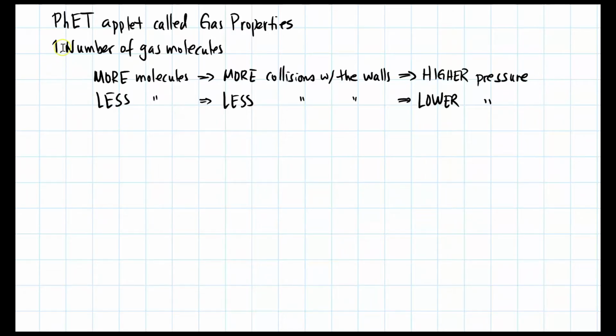So in summary, the number of gas molecules goes something like this. If I have more molecules, I have more collisions with the walls. But more collisions with the walls implies a higher pressure. If I have fewer molecules, that means I have fewer collisions with the walls. Therefore, I have a lower pressure.